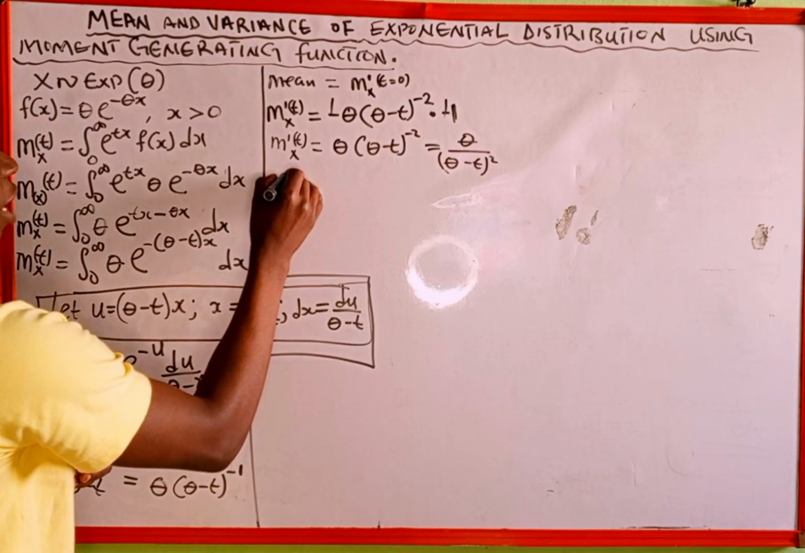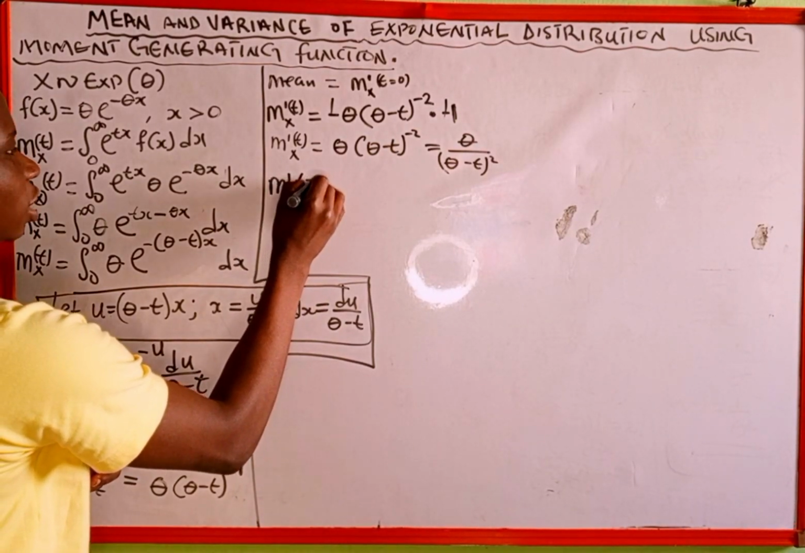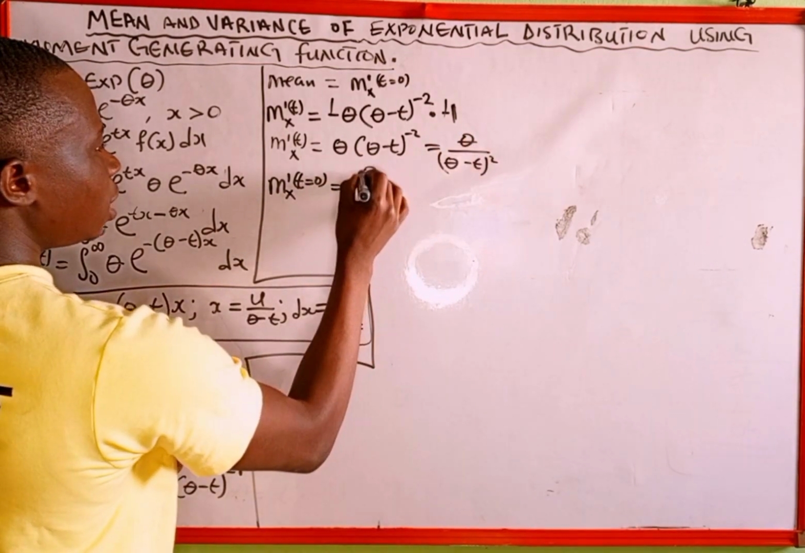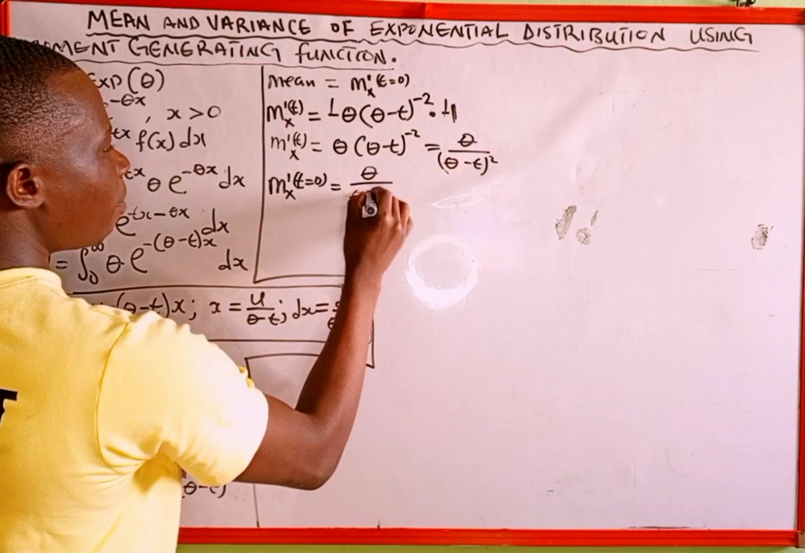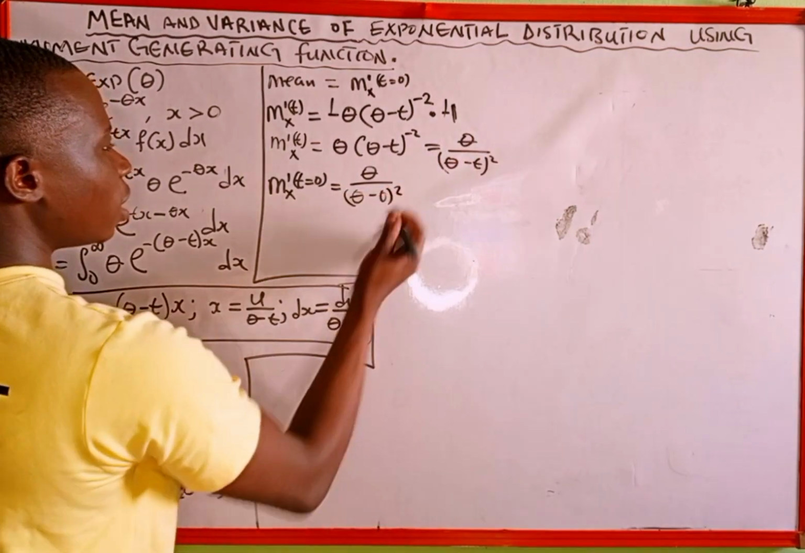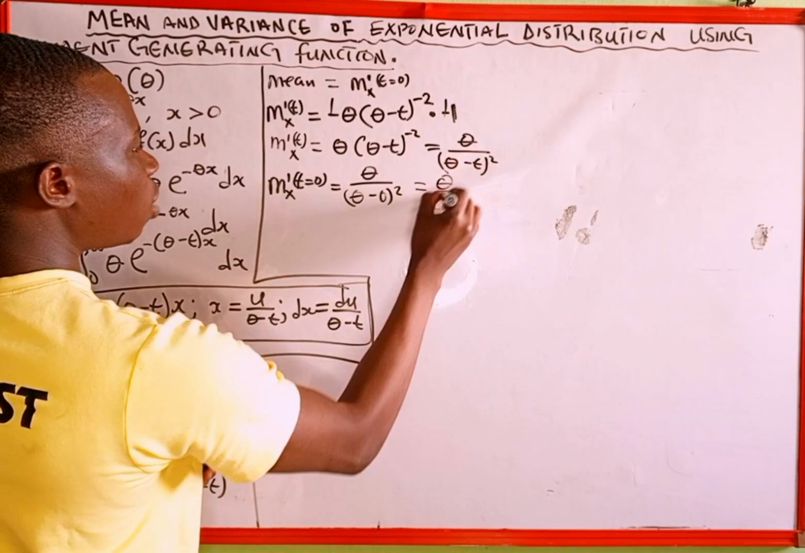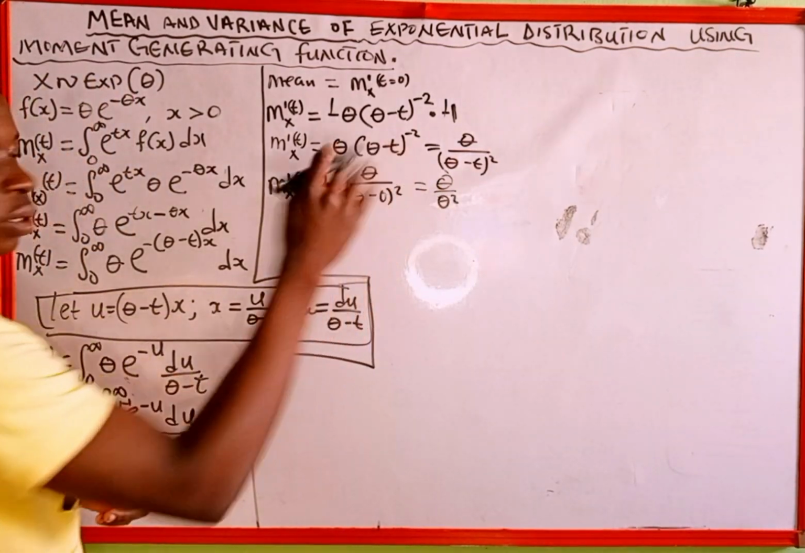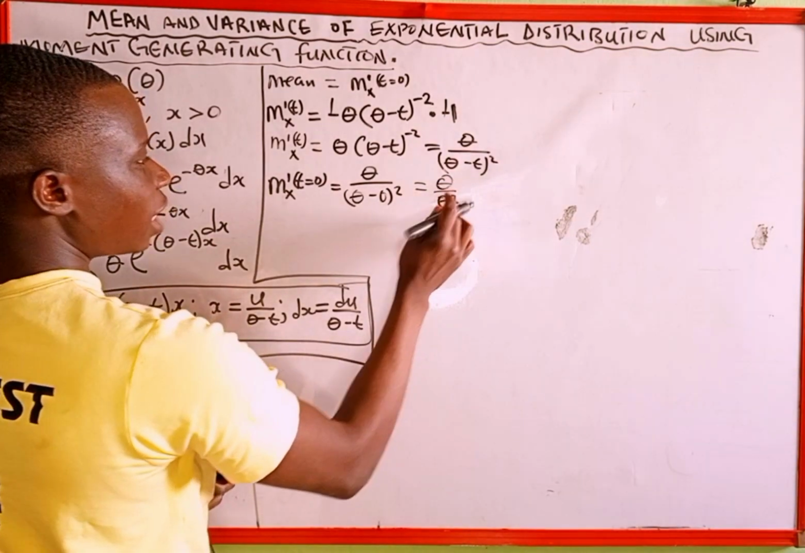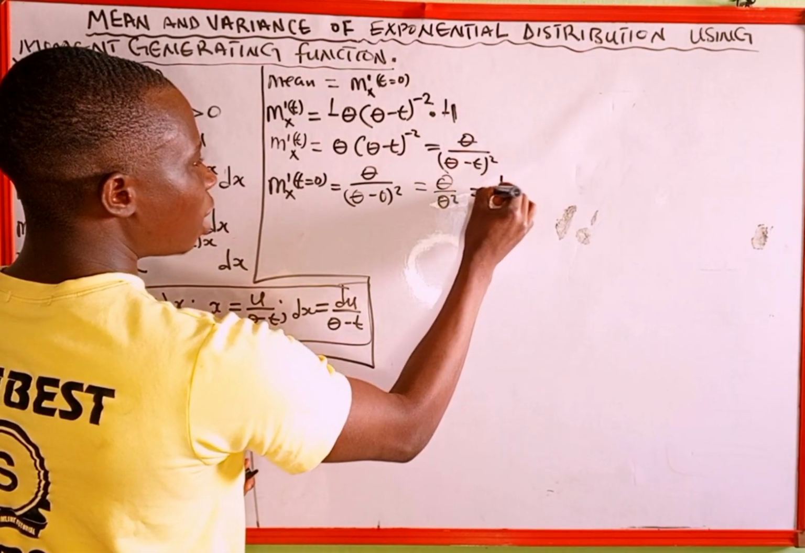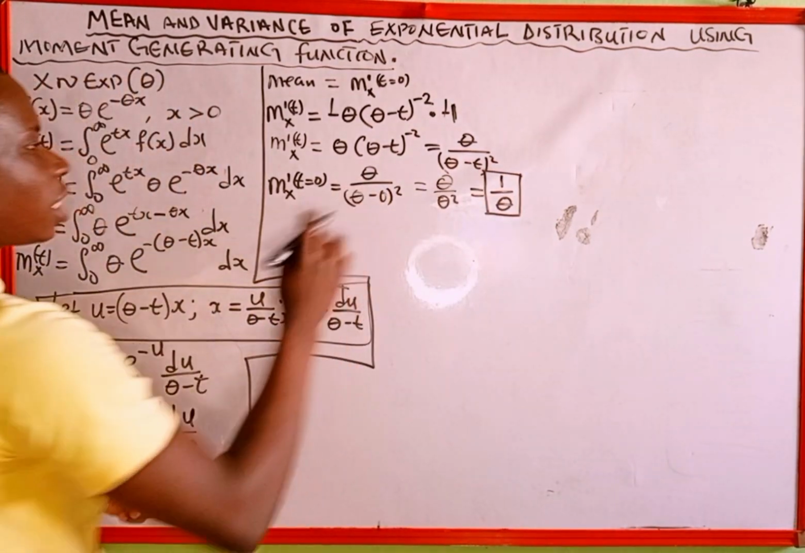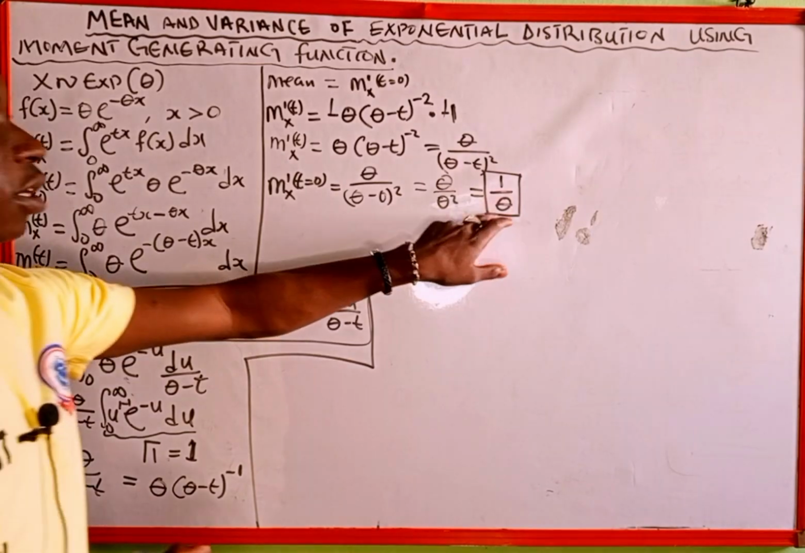So to get the mean, M at first derivative of t is equal to, we set t is equal to 0. It's said to be what? Theta all over theta minus, in place of t is going to be 0, then all square. So this is the same as theta all over theta square, because 0 square is the same as 0. So when one theta cancels one theta, it is going to be 1 all over theta. So this is the mean of an exponential distribution using moment generating function.